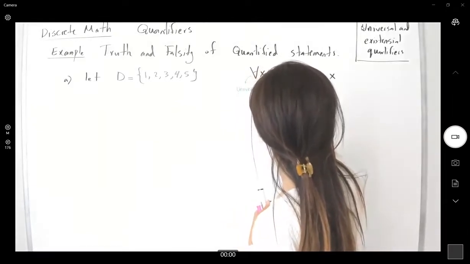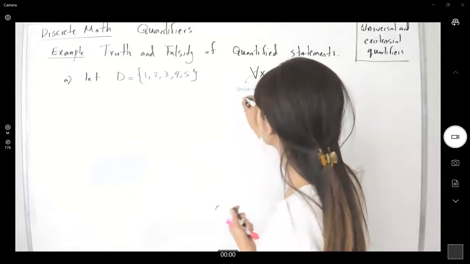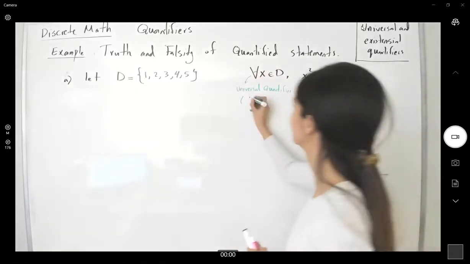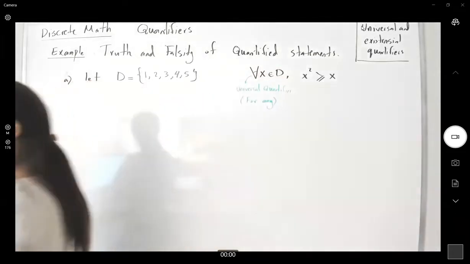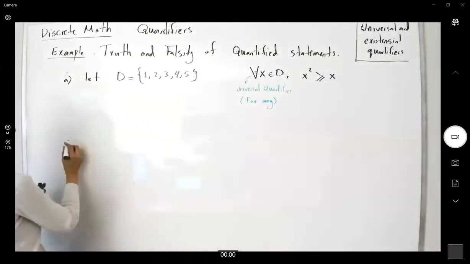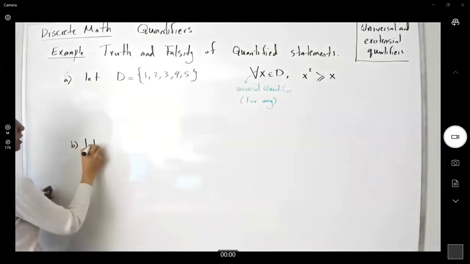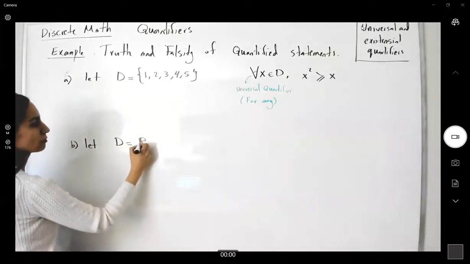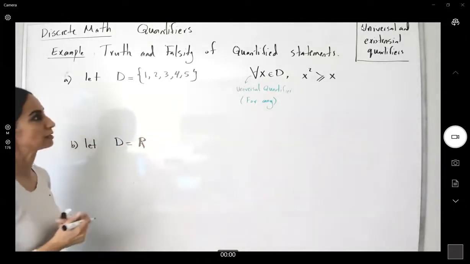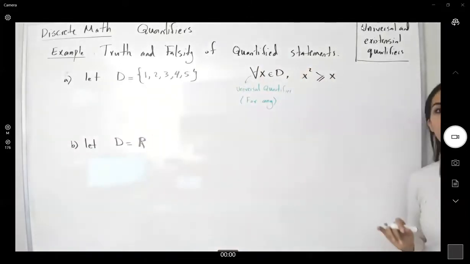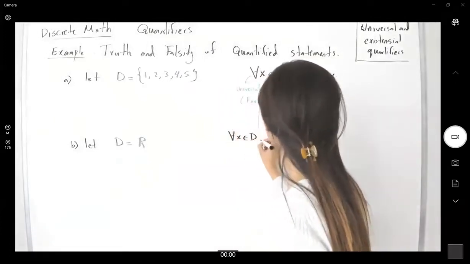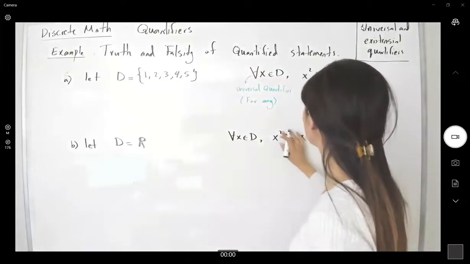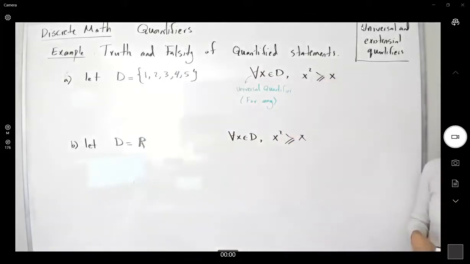Universal quantifier, and you read it as for all, for any. Then I'm giving you this one as well. Let D be R, the real number set, and consider the exact same universal statement: for every x in D, x squared is greater than or equal to x. So which one of these is a true statement?